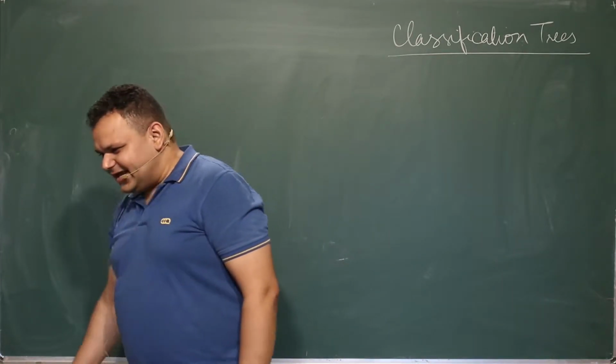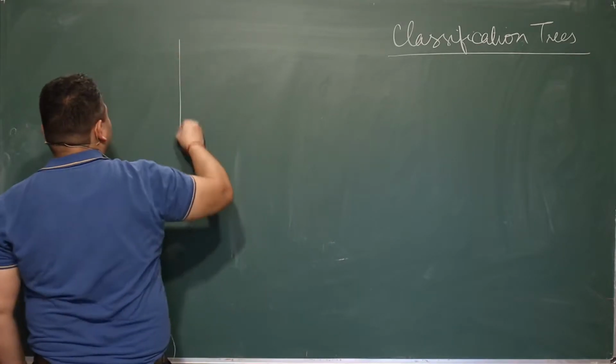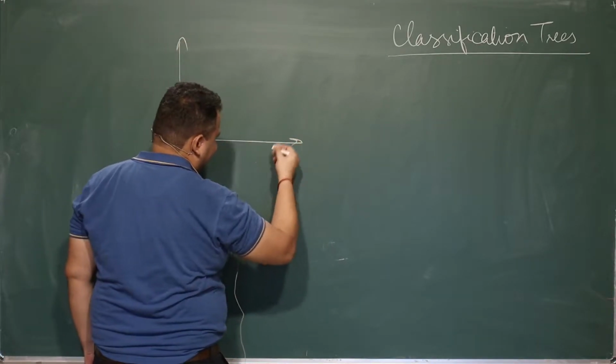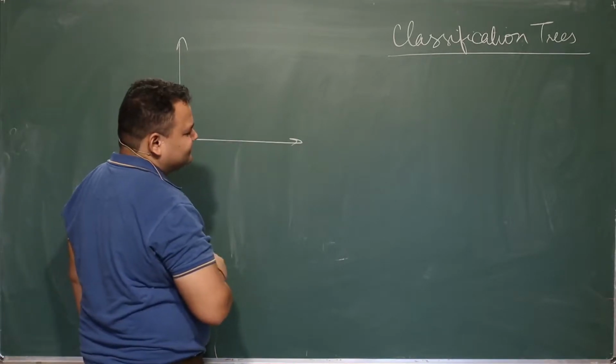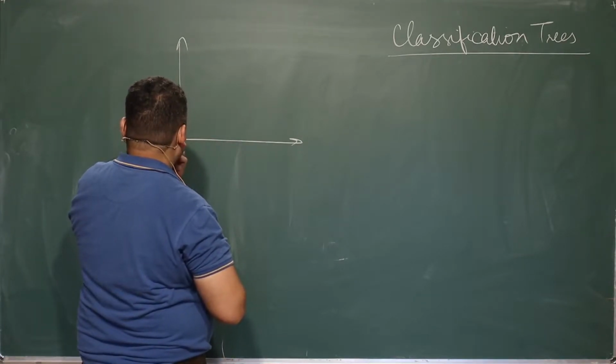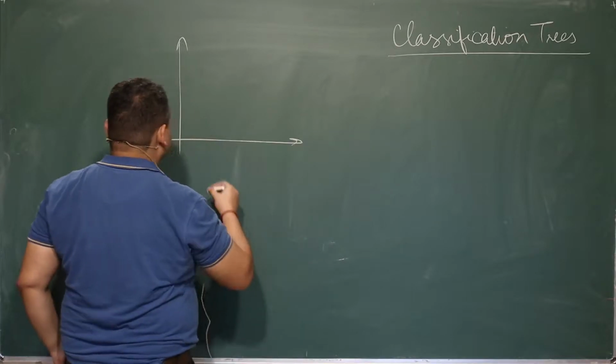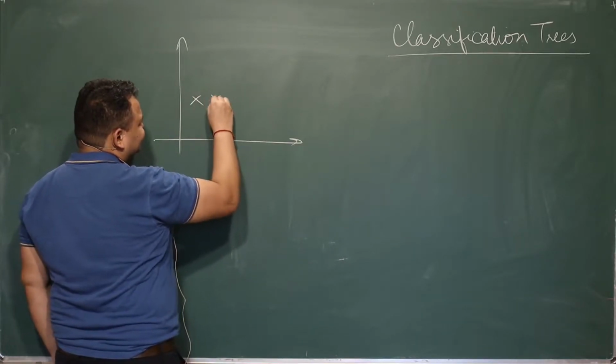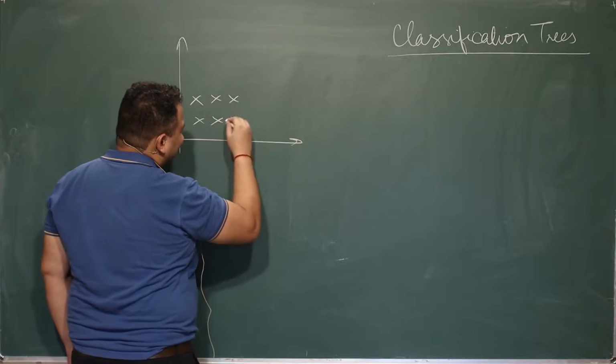So how would we start dividing our data? Let us say we have our data available to us. Let us say our data looks something like, we have, let us say, 4 classes.